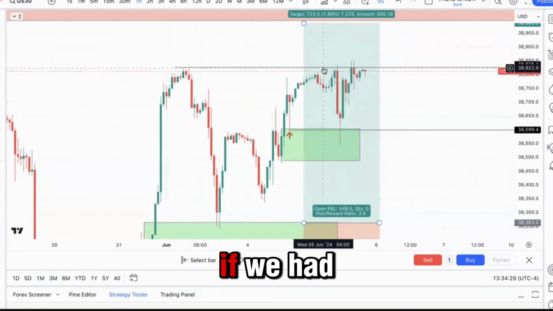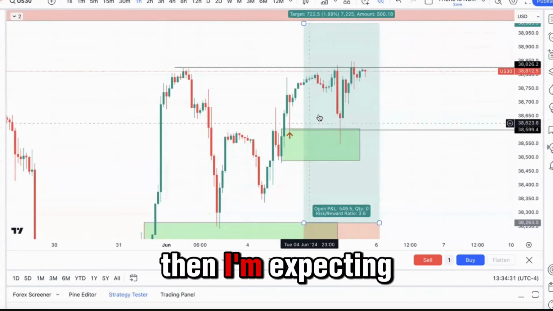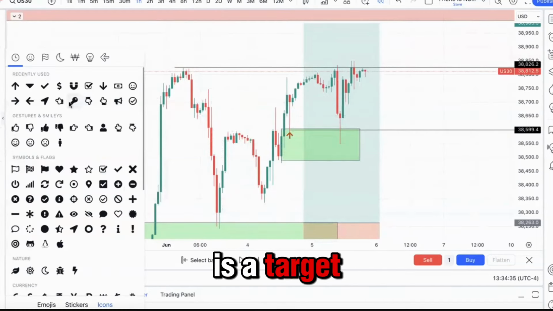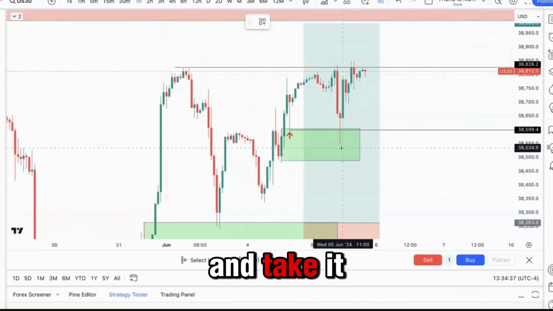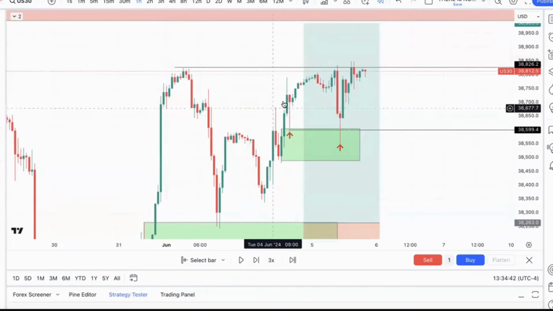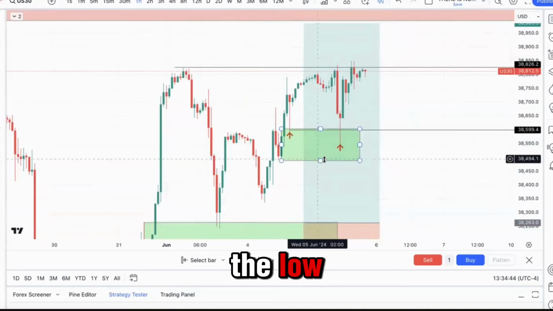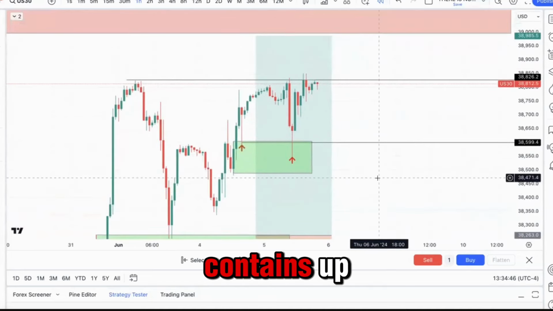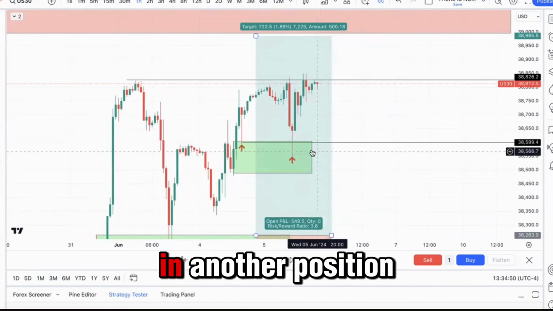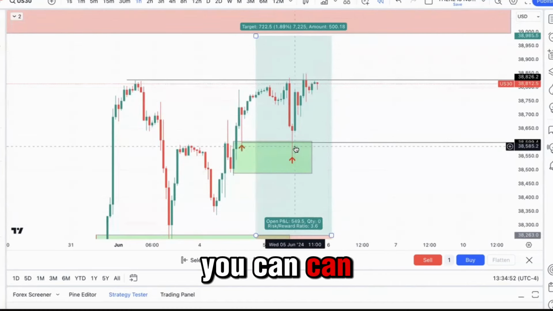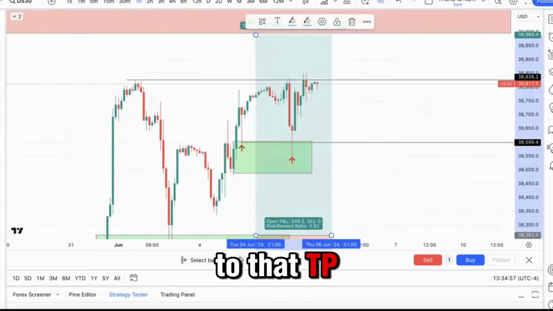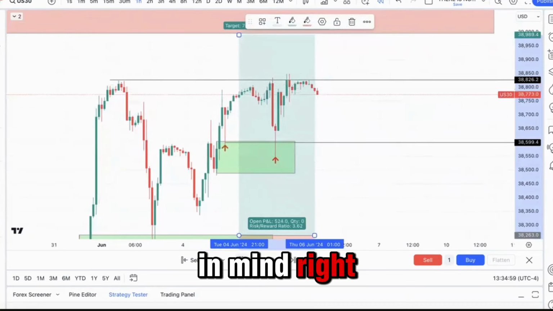So if we had a sweep to the upside, then I'm expecting a sweep to the downside, right? So this low is a target for me, and I want to see price come and take it out. And this is only if you miss the entry down here. Price comes up, it takes out the low, respects this area, and then it continues up. This is where, if you were looking to get in another position, you can enter again. And this is where you can take it up to that TP that you had in mind, right?